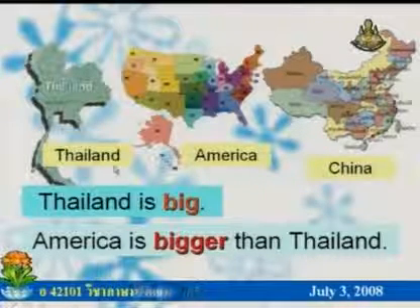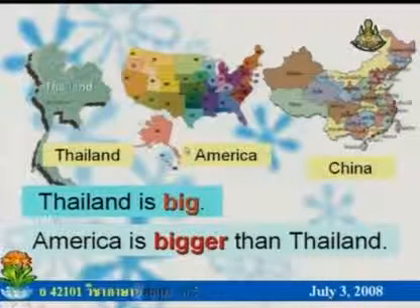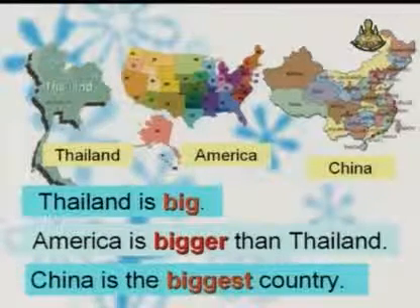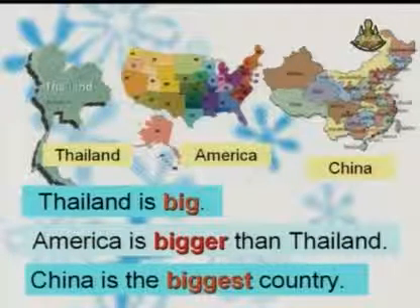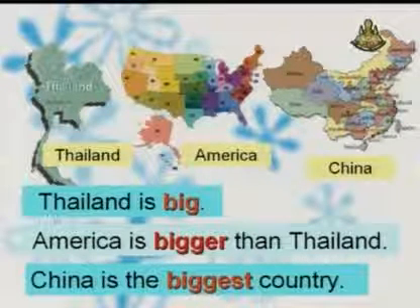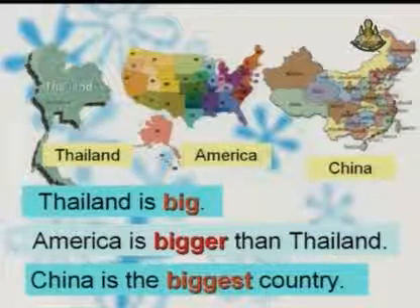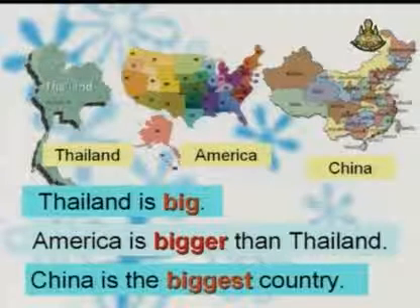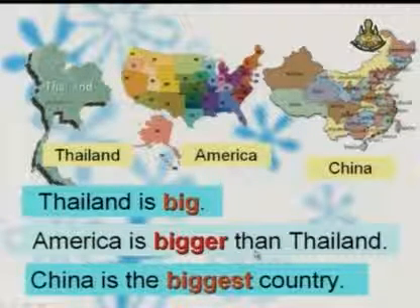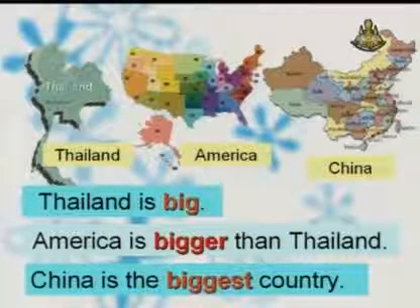Thailand is big, but America is bigger than Thailand. If you compare these three countries, Thailand, America, and China, China is the biggest country. Okay, good. So Thailand is big. America is bigger than Thailand, but China is the biggest country. It means that China is bigger than America and China is bigger than Thailand. So China is the biggest country. นักเรียนไม่ต้องจด2ประโยคแรกหรอกค่ะเพราะเราเรียนไปแล้วเมื่อวานครูจะเชื่อมโยงจากเมื่อวานนั้น So China is the biggest country. How about this one?